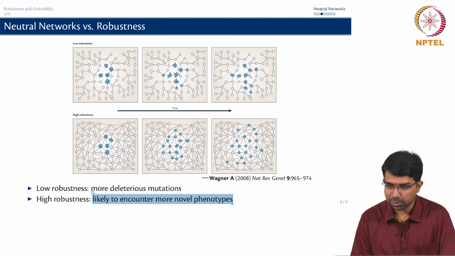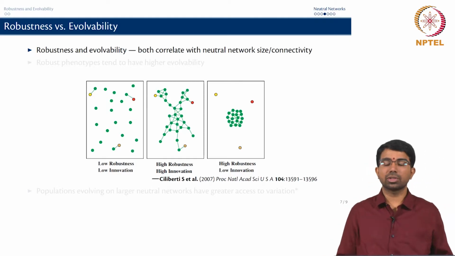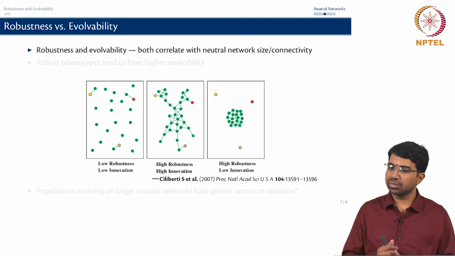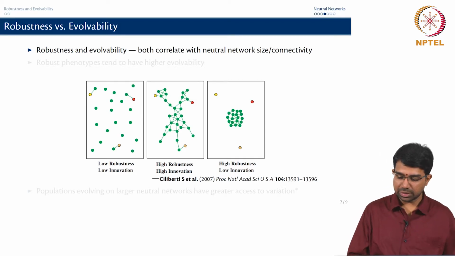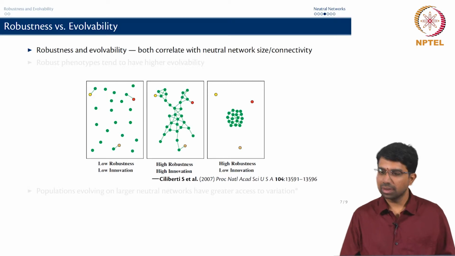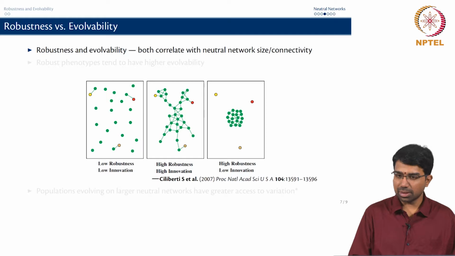So you are talking about the last point that I made. Robustness and evolvability both somewhat correlate with neutral network size and connectivity. Size alone is not sufficient, connectivity alone is not sufficient, as you will see here. So, this is a network which is highly connected but somewhat very tightly connected. This is a network that is completely disconnected.